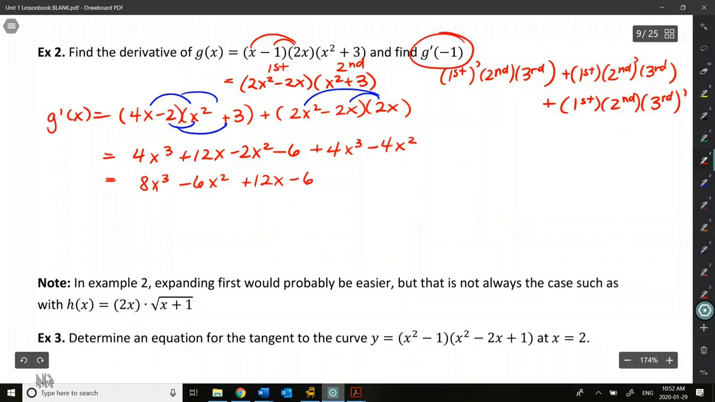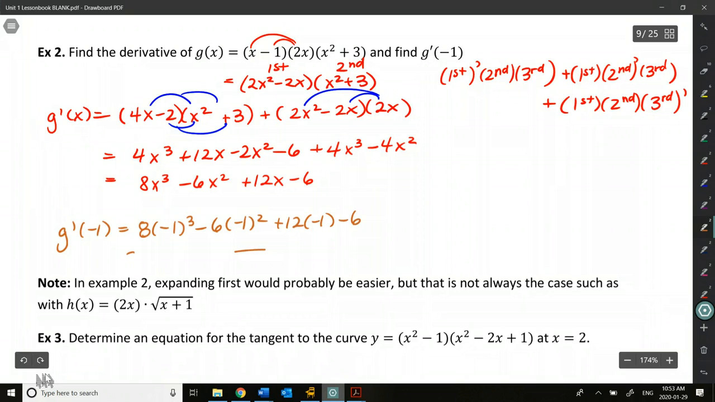And this asks us to find g prime at -1. So what is the slope of the tangent when x equals -1? So we'll just take an extra little step here and evaluate g prime at -1. So what's that, -32, I think?